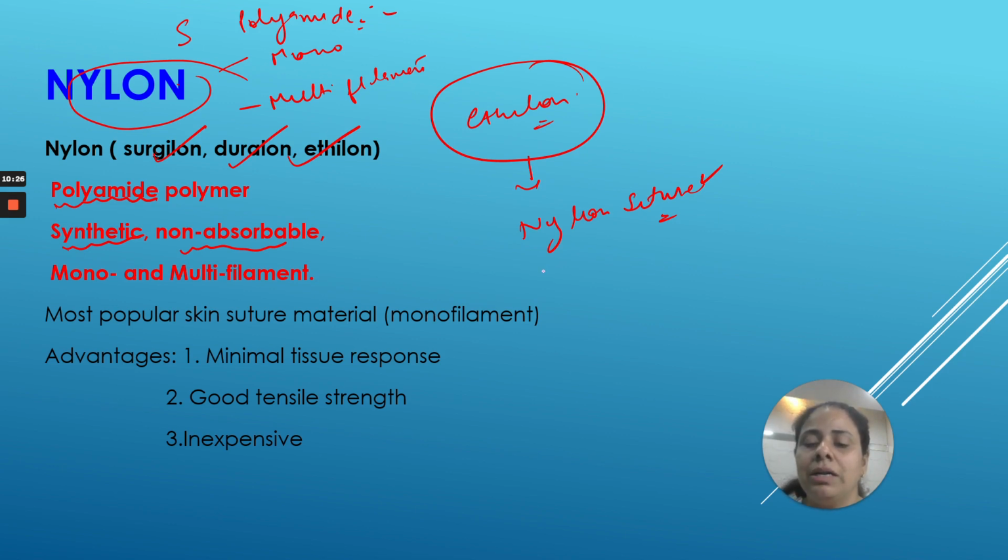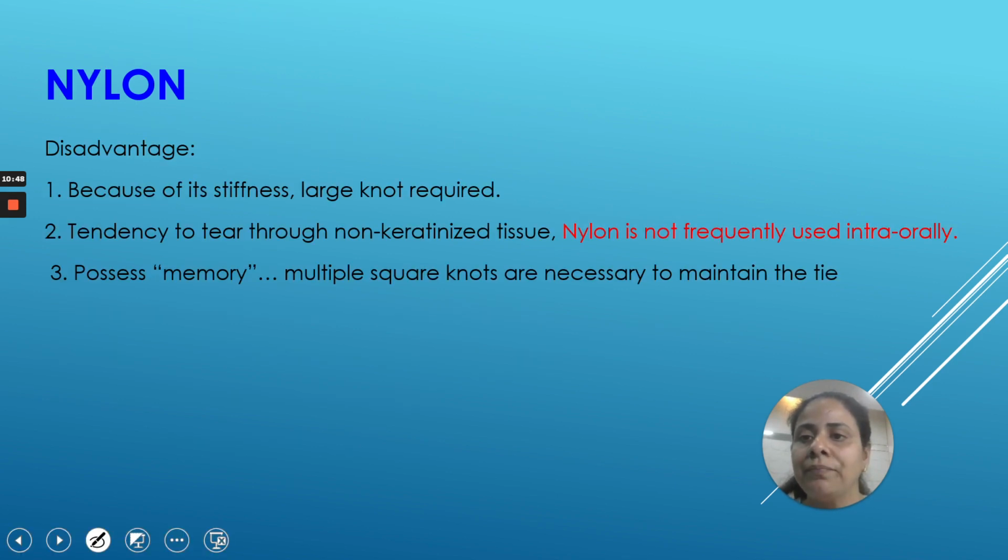So minimal tissue response is there. Very good tensile strength. I will talk about the disadvantages or the negative points also. Inexpensive. Yes, it is not a very costly suture. We used to treat a lot of poor patients and nylon was my preferred suture for extraoral suturing.